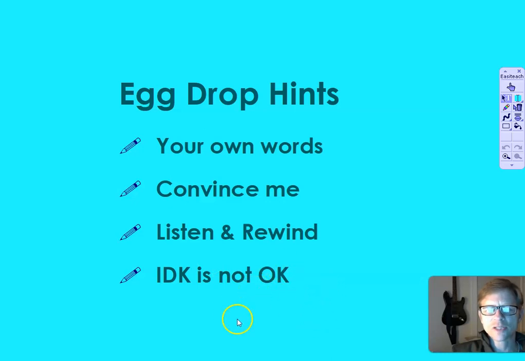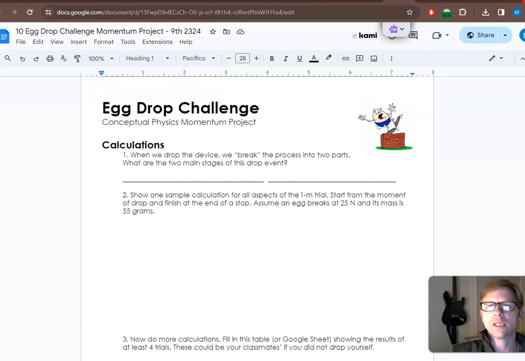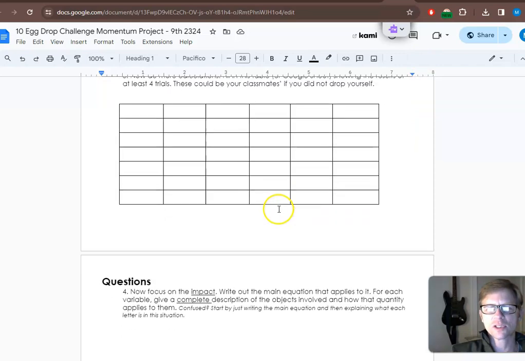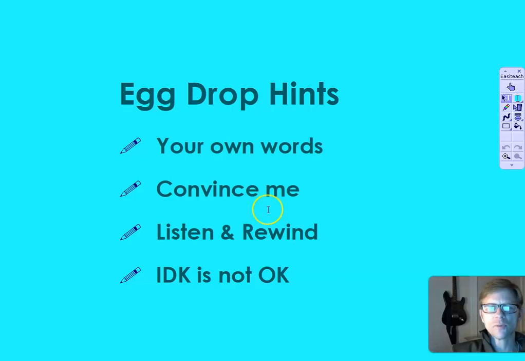These are hints for the egg drop project. I'll go through what the expectations are for this. This should look familiar. Here we go.